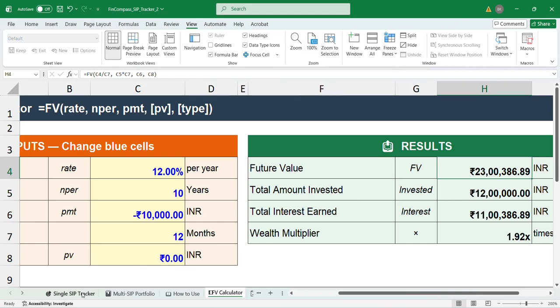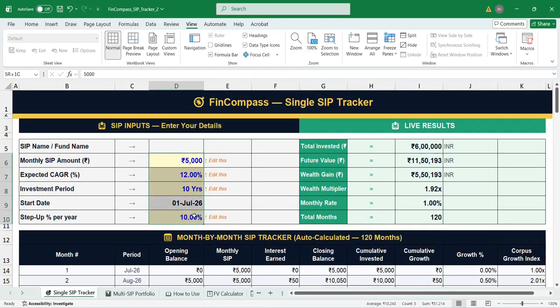Now I have taken the same values here, just for easy understanding. SIP amount as 10,000, CAGR value as 12%, and investment period is 10 years, starting from July 26. Please don't consider this step up 10% as of now. Maybe I will try to incorporate this in future upcoming videos or direct sessions. Now you can see this future value and the formula has been applied here. The amounts are matching, right? I believe till this we are clear.